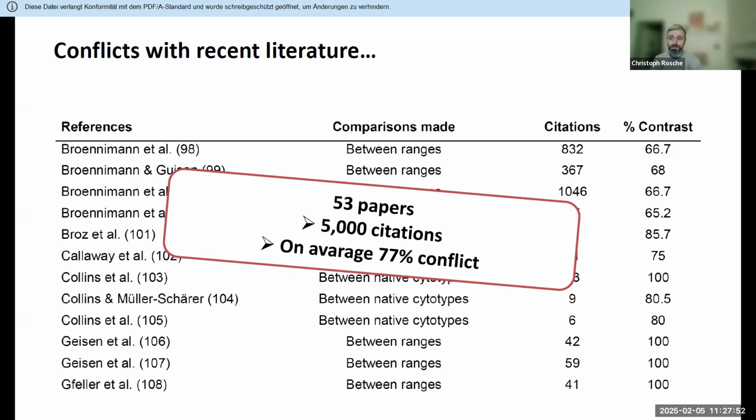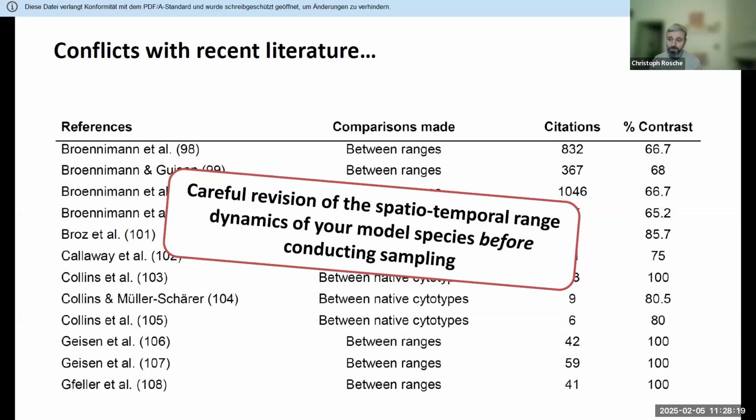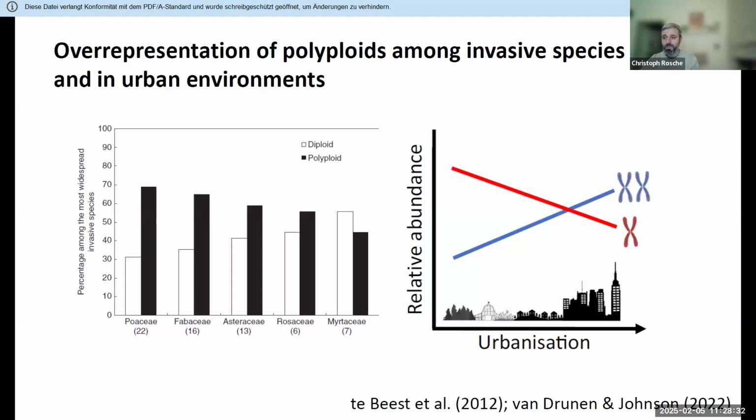And what stands out is that on average, 77% of the European populations that had been used in these studies are likely not native. And this raises important questions about how solid are the findings in the existing literature, including my PhD studies, by the way. And yeah, we therefore strongly recommend a careful revision of spatial temporal range dynamics of your model species before conducting your sampling, especially if you are working with polyploid complexes.